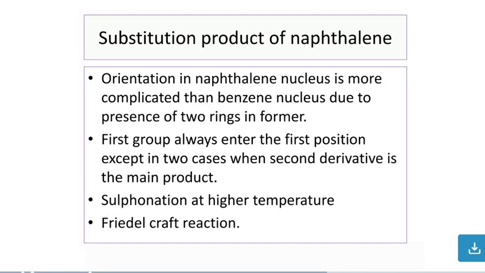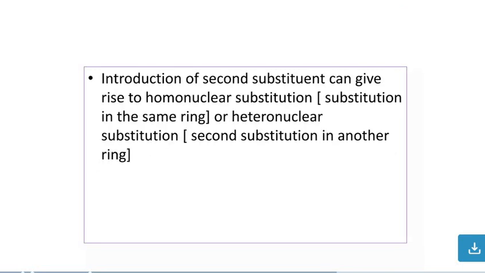Orientation in the naphthalene nucleus is more complicated than in the benzene nucleus due to the presence of two rings. The first group always enters the first position, except in the two cases where the second derivative is the main product: sulfonation at higher temperature, and the Friedel-Crafts reaction. Now the introduction of a second substituent can give rise to homonuclear substitution, substitution in the same ring, or heteronuclear substitution, substitution in the other ring.